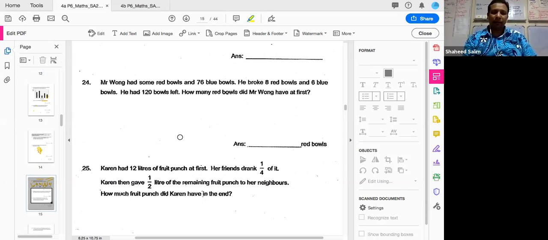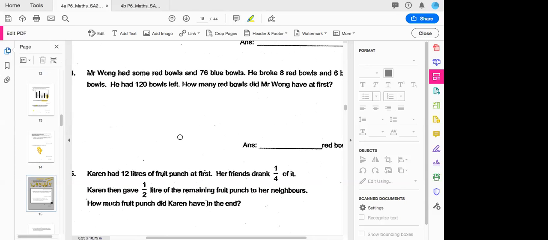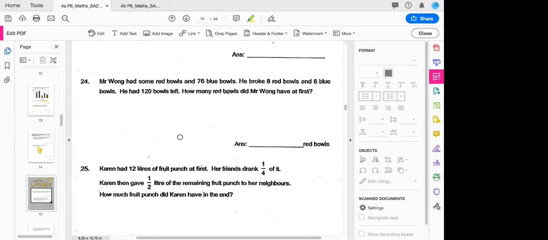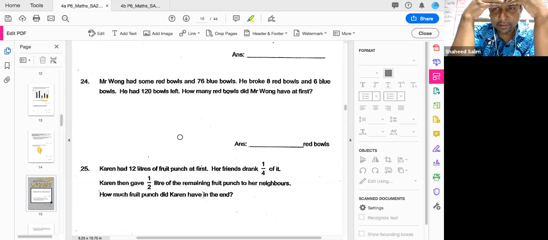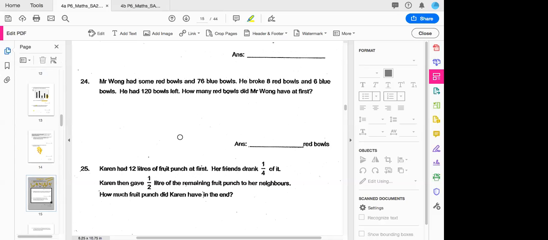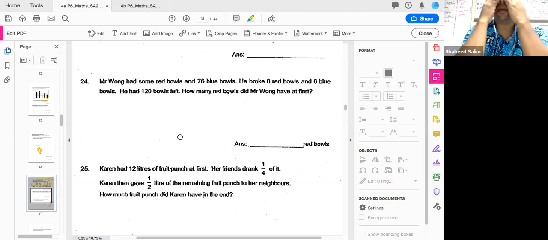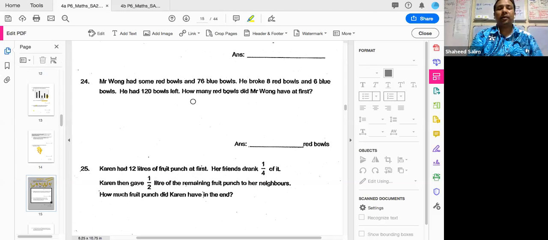Okay, Shafika. Now can I explain? Okay, explain. You take the blue balls, the 76 one, minus with the one that he broke. Then the answer, you minus it with the 120. Then the 120, you plus with the answer, then you get 58. Yes, well done.